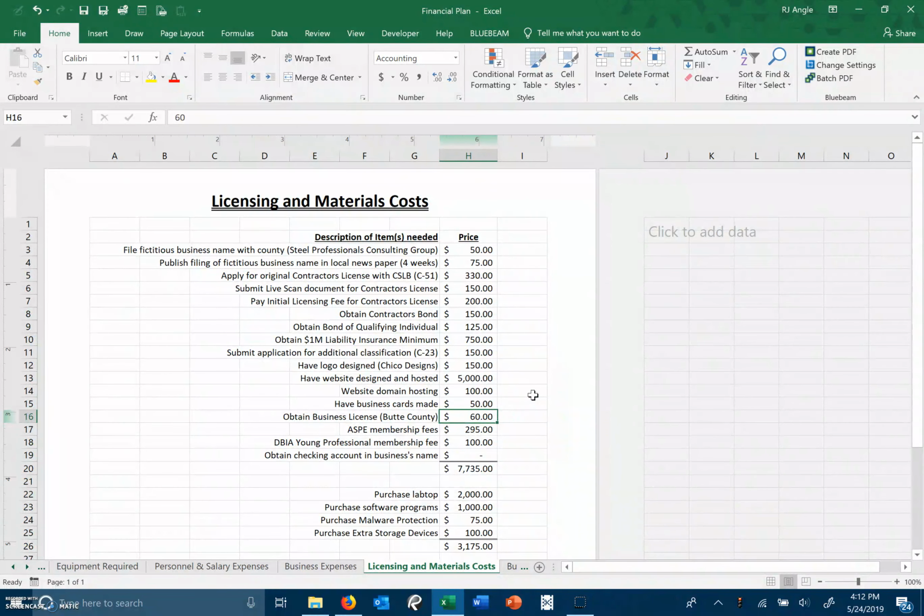Obtaining my business license in Butte County, which is where I'm located, is going to cost me about $60 to file and obtain that.